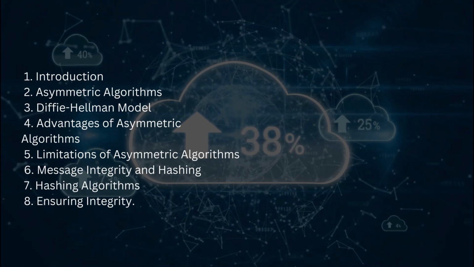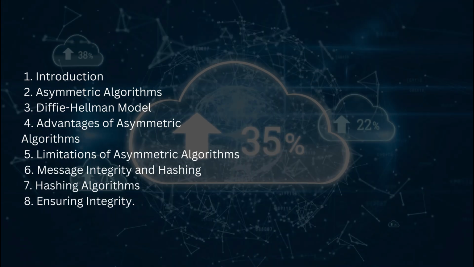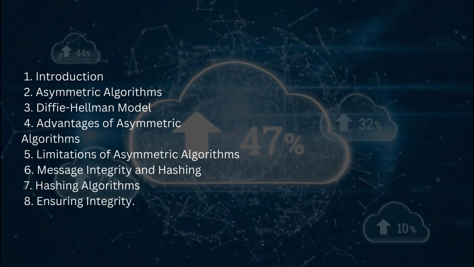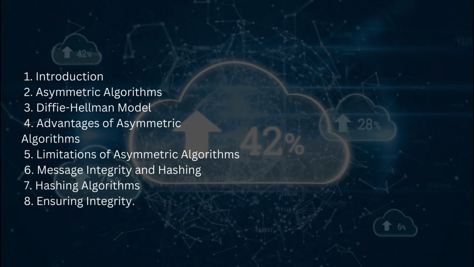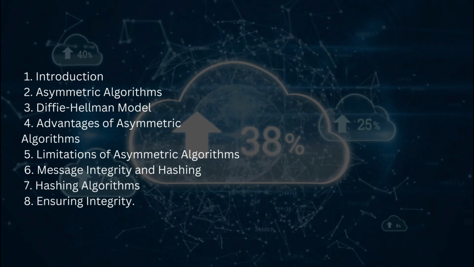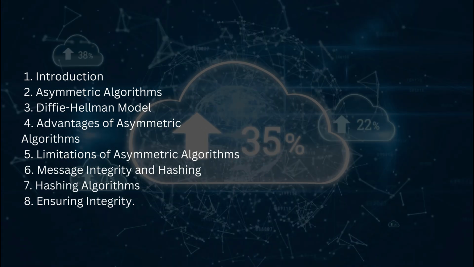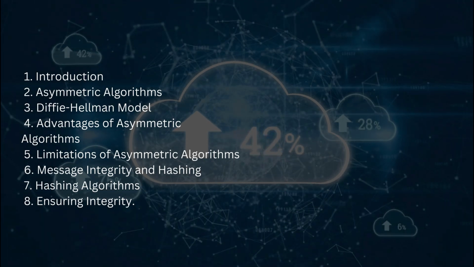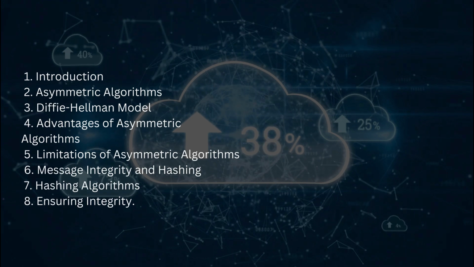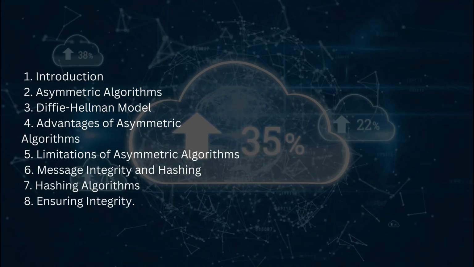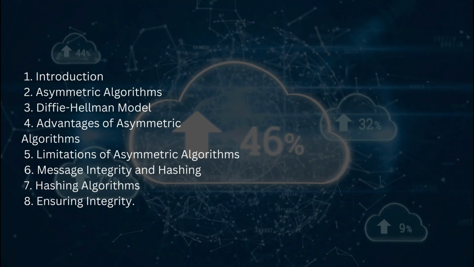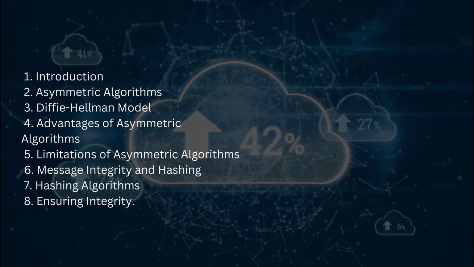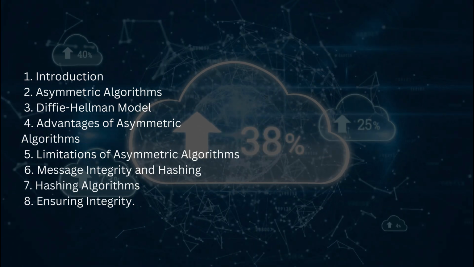6. Then, we'll dive into message integrity and hashing, making sure data stays untouched. 7. An overview of popular hashing algorithms. 8. And finally, how hashing helps in ensuring data integrity. So buckle up, because by the end of the session, you'll feel a lot more confident about these essential cybersecurity concepts. Ready? Let's dive right in.